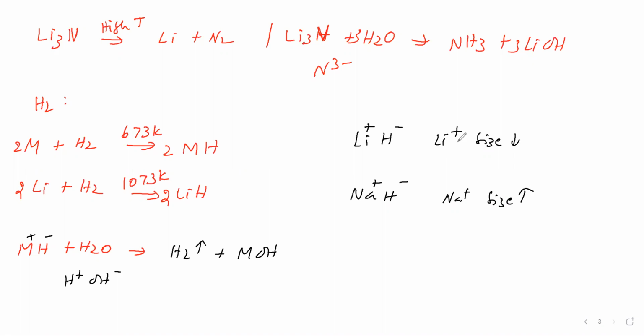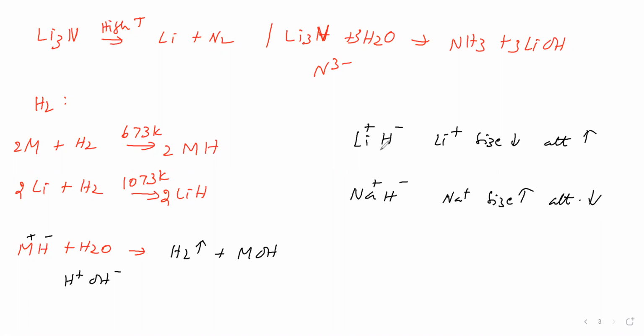So the Li plus nucleus attracts the H minus electron cloud strongly. Strong attraction. The Na plus nucleus attracts the H minus electron cloud weakly. Attraction is less. Here strong attraction is possible, here weak attraction is possible.